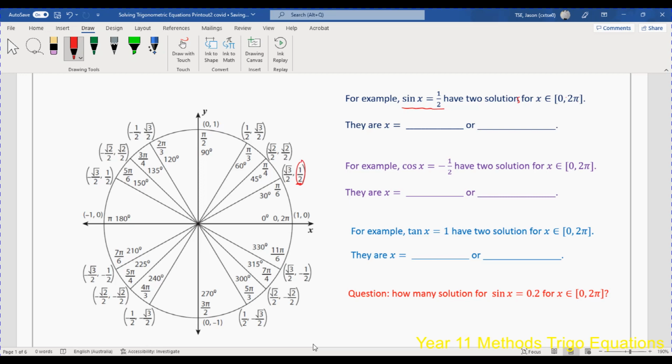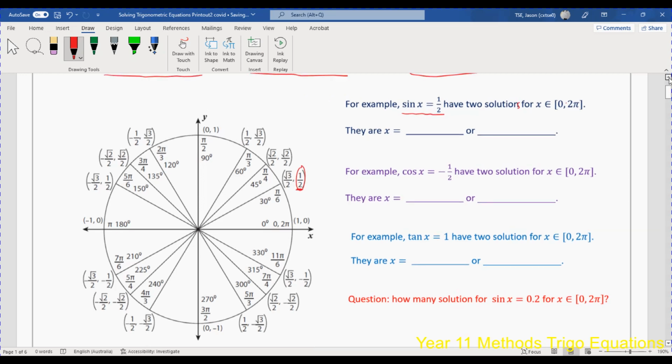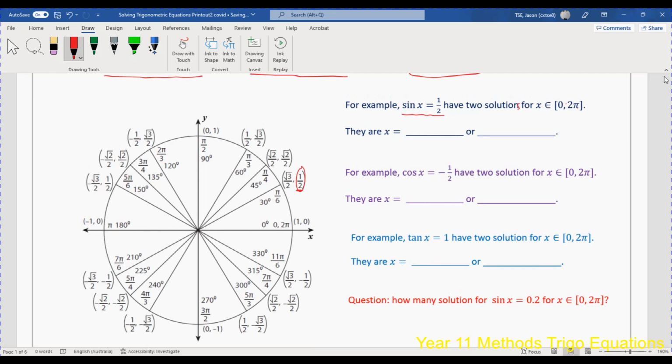For this one, what would be the x? X means the angle, all right? So the unknown in a trigonometry function must be an angle. So what would be the angle for sine x equals a half? The angle x should be 30 degrees. But wait a minute, right now we're using radians, so it should be pi over 6. So pi over 6 is one of the answers.